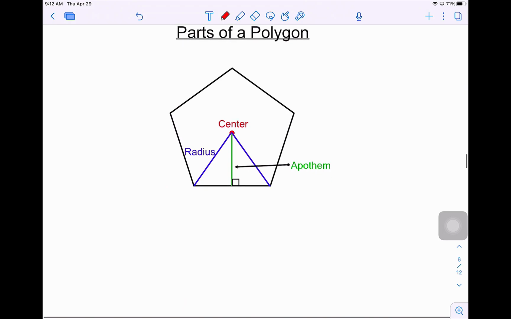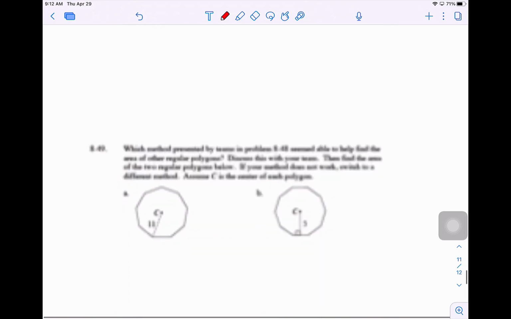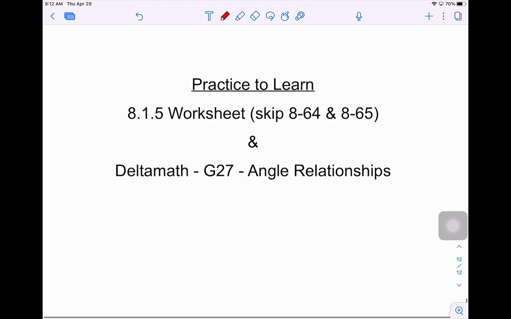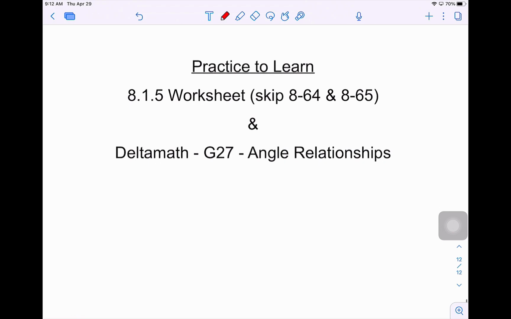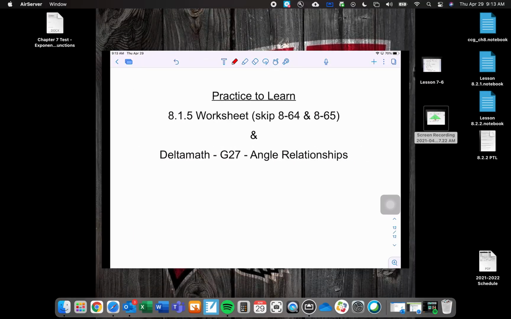Here's what I want you to be doing, though. Here's what I want you to work on. So a couple things, if you still have your practice to learn now, 815, there's a couple problems you can ignore. You can skip problems 64 and 65. Reminder, last week's Delta Math assignment, the G26 assignment, is due by tomorrow. So if you still haven't done that, make sure you get that done first. And there is the assignment that is due by next Friday. Okay? Other than that, have a good weekend. Unless I'll see you tomorrow.